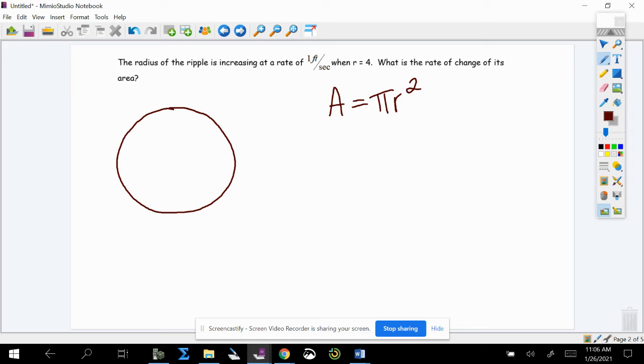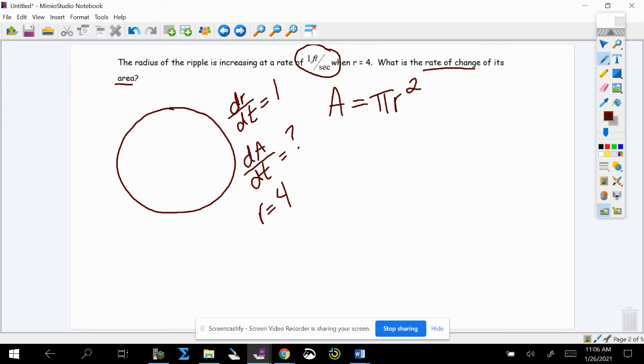They're going to give you different pieces of information, and you have to figure out what those pieces of information represent. So in this case, it's telling you that the radius of each ripple is increasing at a rate of 1 foot per second. Since that's how the radius is increasing, that is going to represent your dr/dt. And it is increasing, so it's positive. And we want to know specifically what the rate of change of area is. So the question is asking, what is dA over dt? So how is the area changing, specifically when the radius hits 4 feet?